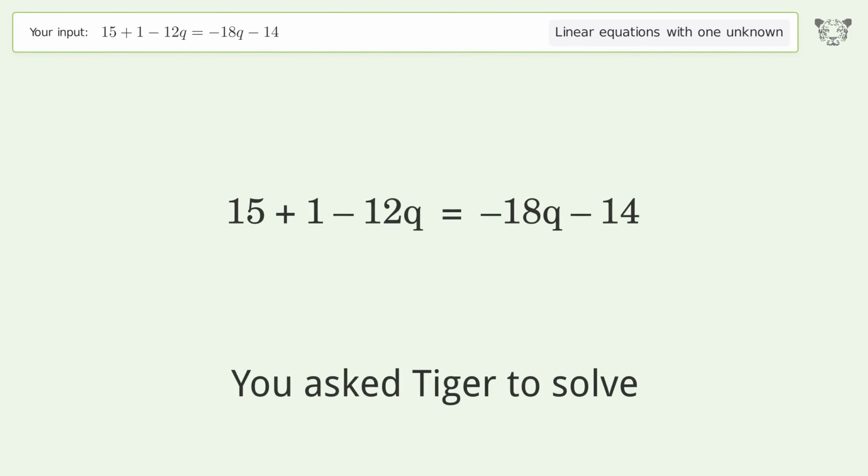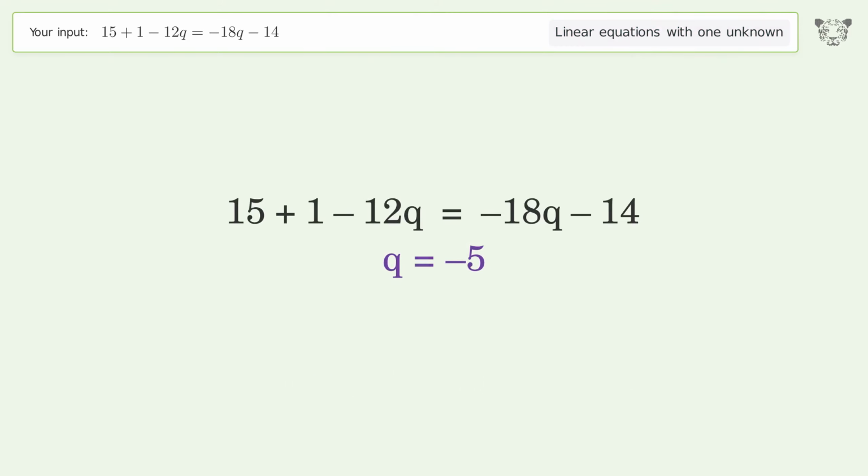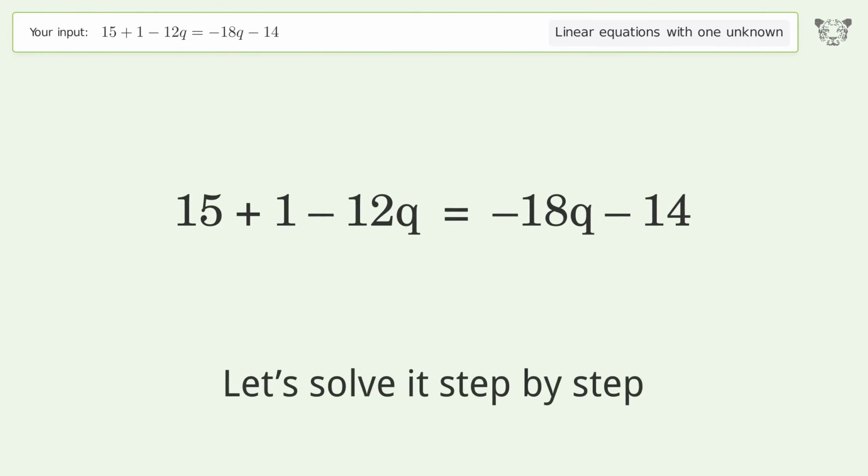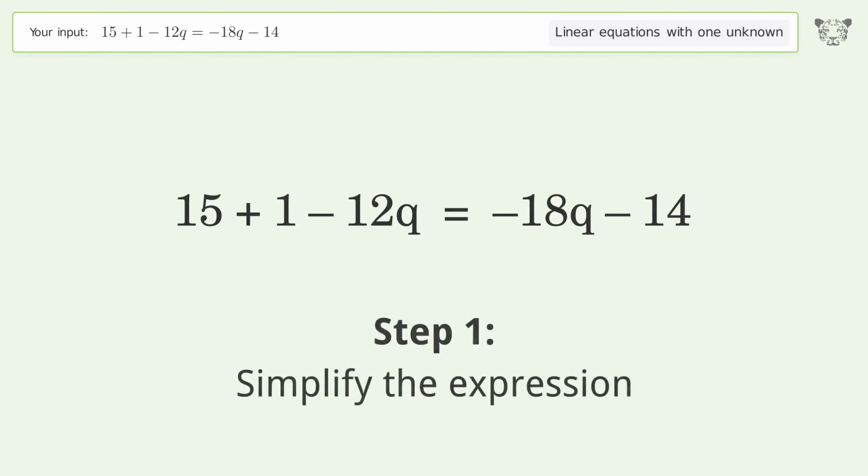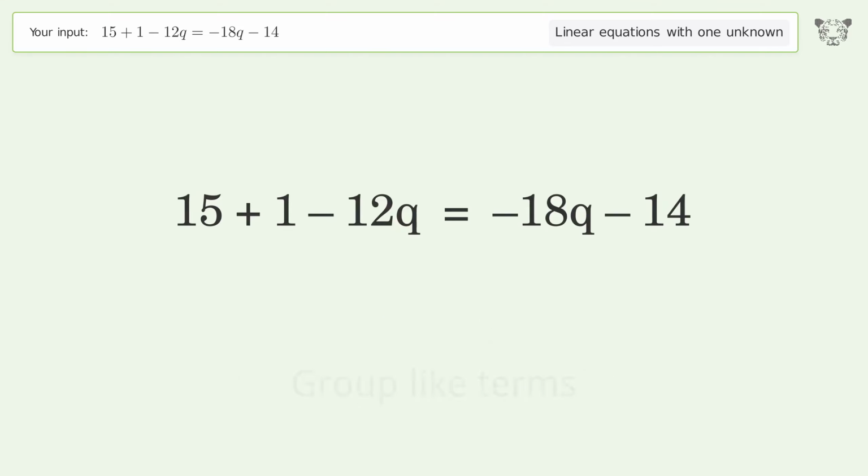You ask Tiger to solve. This deals with linear equations with one unknown. The final result is q equals -5. Let's solve it step by step. Simplify the expression. Group like terms.